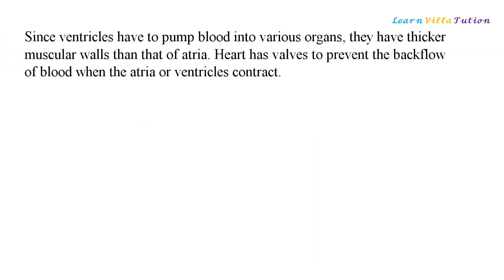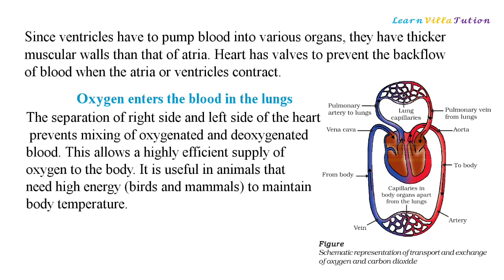Since ventricles have to pump blood into various organs, they have thicker muscular walls than those of atria. The heart has valves to prevent the backflow of blood when the atria or ventricles contract. Oxygen enters the blood in the lungs. The separation of the right side and left side of the heart prevents mixing of oxygenated and deoxygenated blood. This allows a highly efficient supply of oxygen to the body.